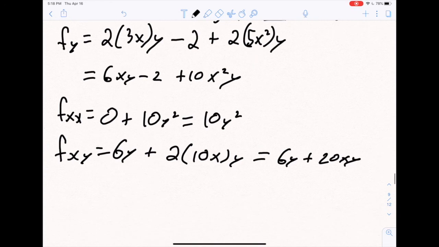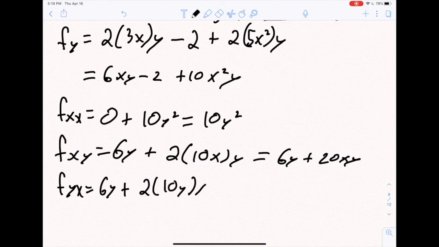All right, and now we can find fyx. So we take fy, which we found to be 6xy - 2 + 10x²y, and we take its derivative with respect to x. The derivative of 6xy with respect to x is just 6y. The derivative of -2 with respect to x is just 0, plus the derivative of 10x²y with respect to x. We treat 10y as a constant, so we bring the exponent of the x down, so we get 2 times 10y times x, which simplifies down to be 6y + 20yx.